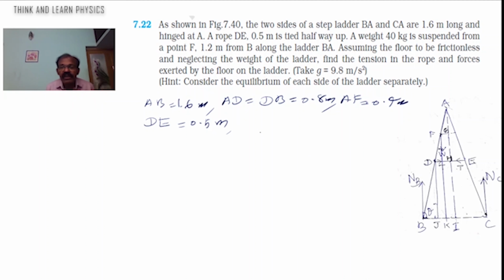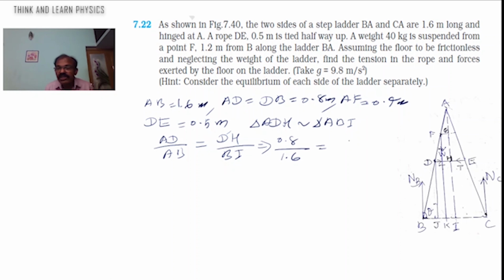Now from the figure, triangle ADH is similar to triangle ABI. Therefore, we can write AD divided by AB equal to DH divided by BI. This is equal to AD, 0.8, divided by 1.6 equals DH, which is 0.5 by 2 or 0.25, divided by BI. From this we see that BI equals 2 into 0.25, or it is equal to 0.5 meter.